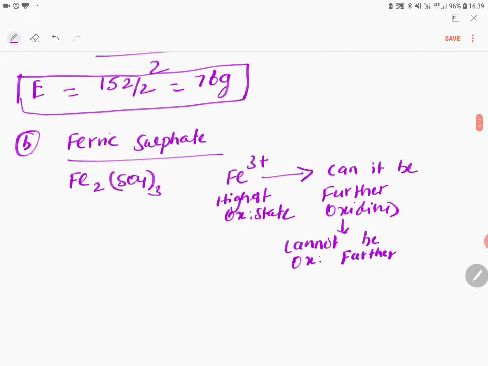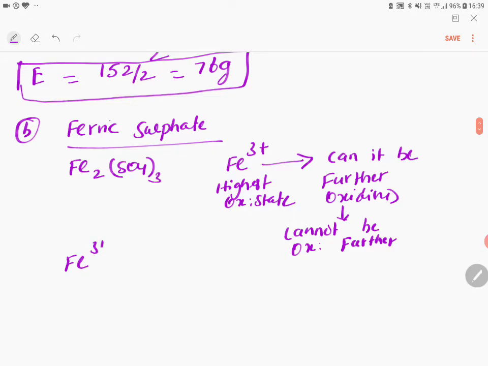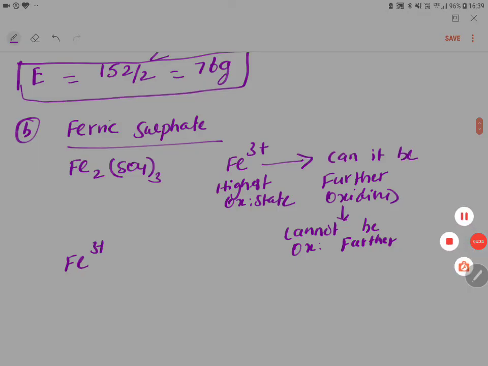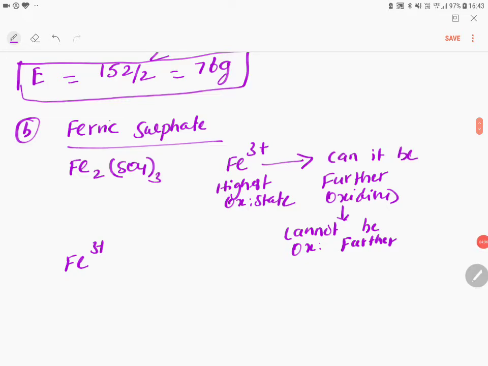But all of you know very clearly that Fe3 plus can be reduced further. So ferric ion cannot undergo further oxidation because Fe3 plus is the highest oxidation state of iron. Fe3 plus can undergo reduction to Fe2 plus as an oxidizing agent.